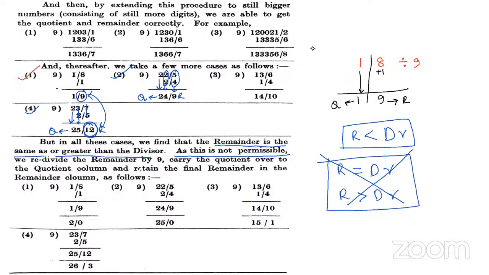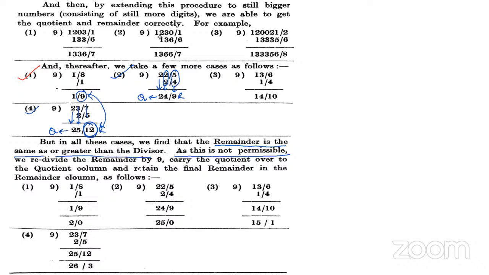So Swamiji is saying that when the remainder is equal to the divisor or greater than the divisor, in that case, again take the remainder and divide this number by the divisor. So that we get 1 as the quotient and 0 as the remainder. So this is the remainder part, and this is the quotient number. That quotient number we add to the previous quotient number, so that we get 2 as the final quotient number.